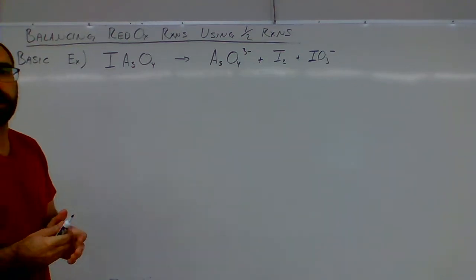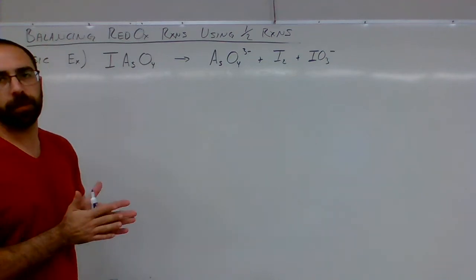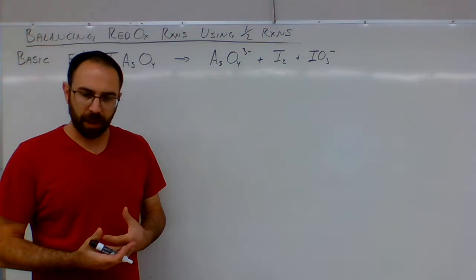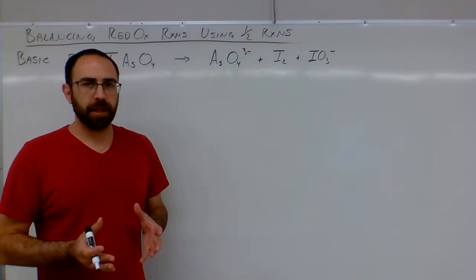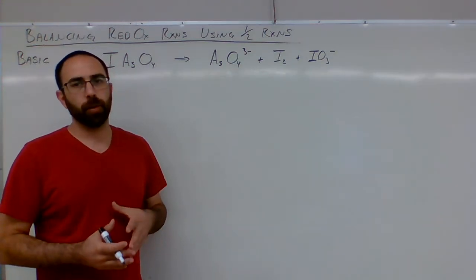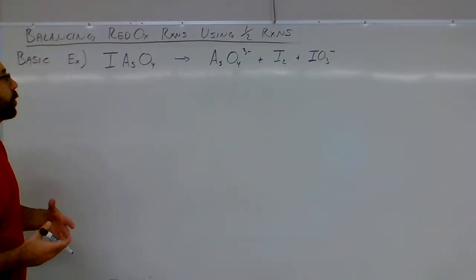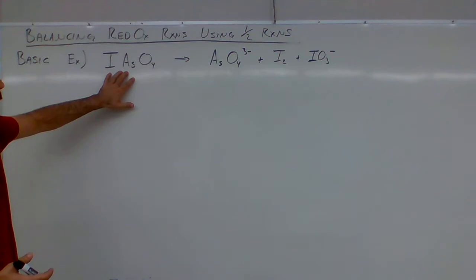Okay, so as we get into our basic situation here, one thing we also want to understand is this idea of this disproportionation, okay? And so what's happening in this is we have one species that's going to undergo both oxidation and reduction, okay? And so if we just take a quick look here, okay?